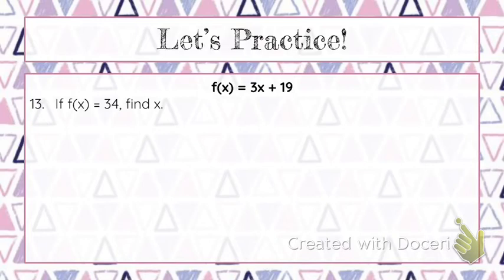So numbers 7 through 12 follow that same kind of structure. So I'm going to let you do numbers 7 through 12 on your own. And there are answers for you to check your own work.